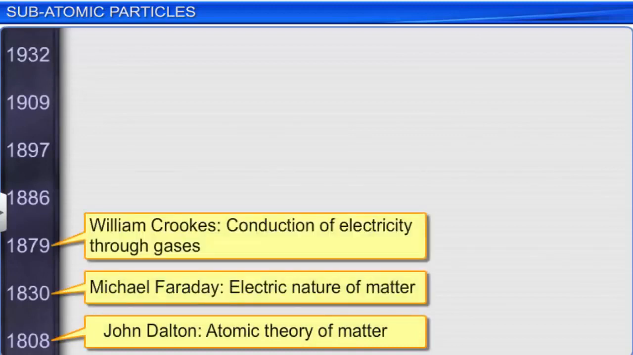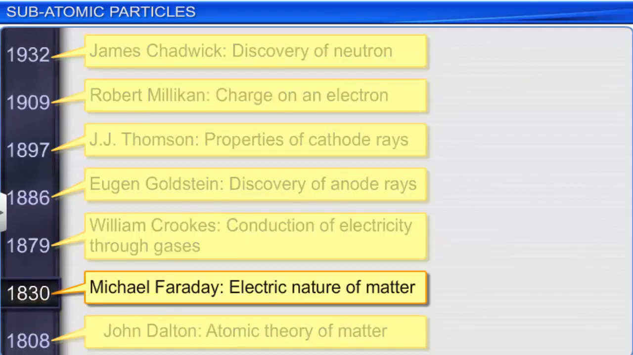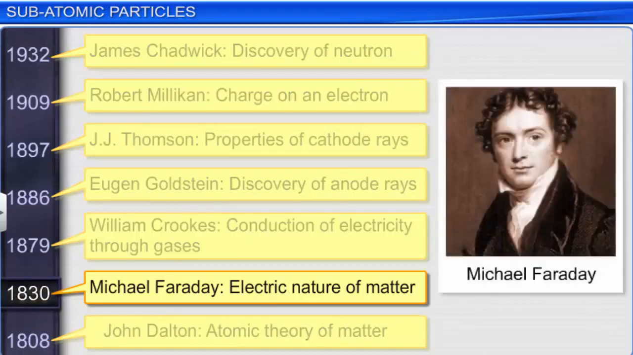However, it could not explain the results of many experiments conducted by the scientists in the later part of the 19th century and 20th century. For example, it could not explain the electric nature of matter as explained by Michael Faraday through his experiment in 1830.